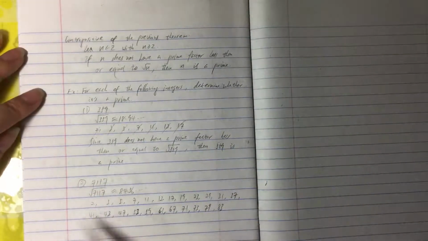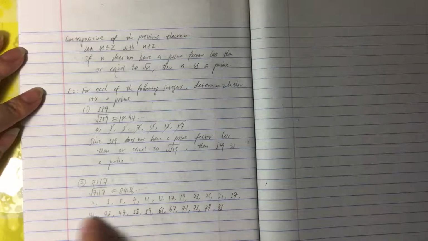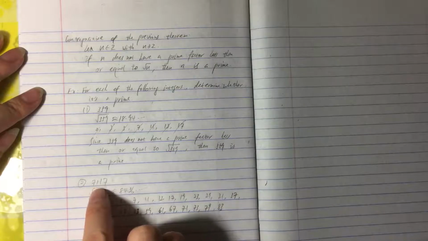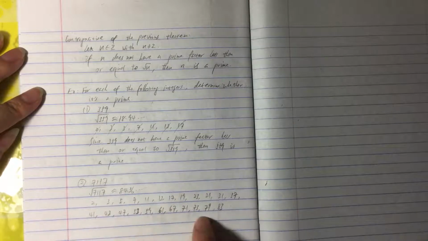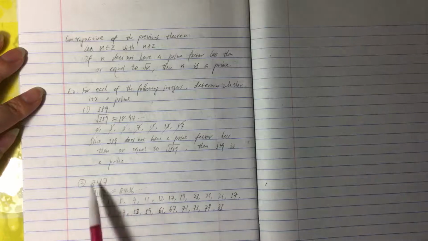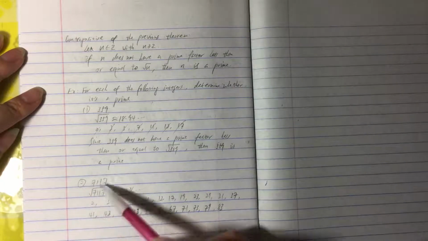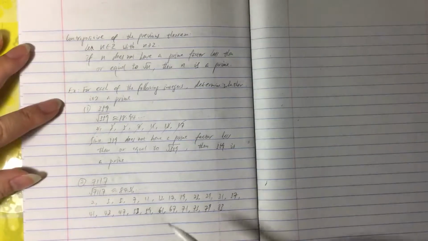Then check each prime number individually. If none of them is a factor of 7,117, then this is a prime. If one of these numbers divides 7,117, then this number is a composite. But if none of these numbers divides it, this number is a prime. Let's check.